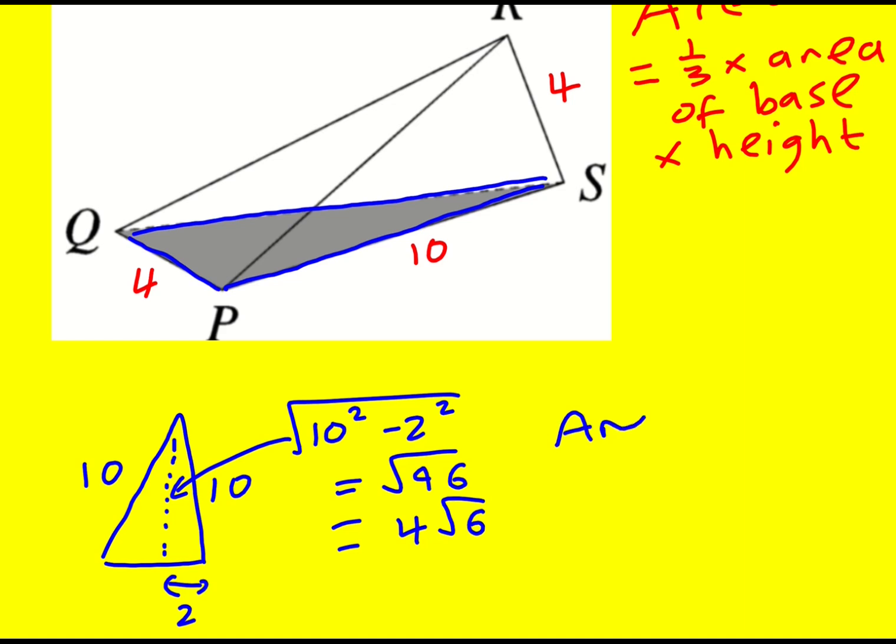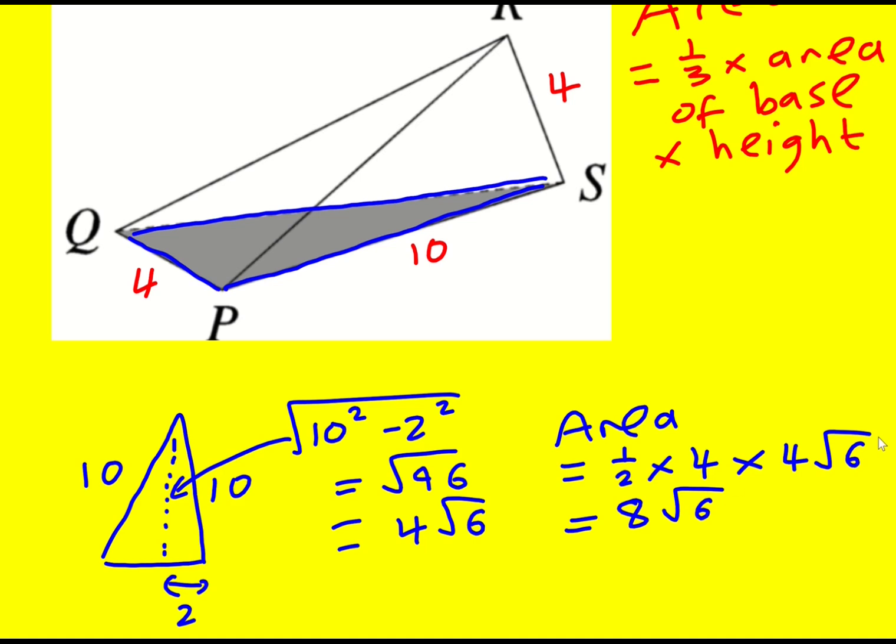And then the area is going to be a half times the base, which is back to 4, times the height. So it's going to be 8 root 6. And I've made some progress. I've managed to find the area of the base.